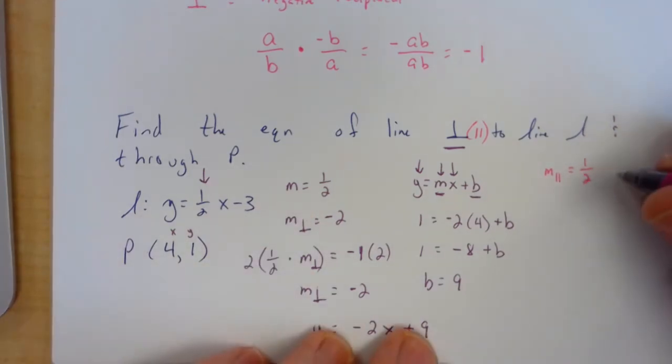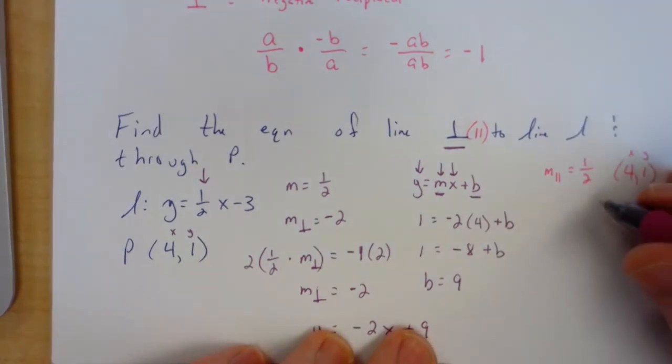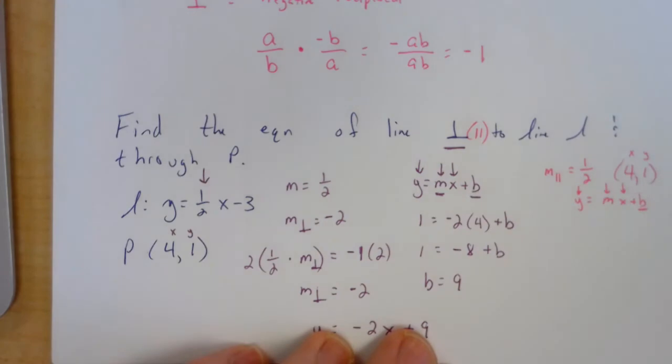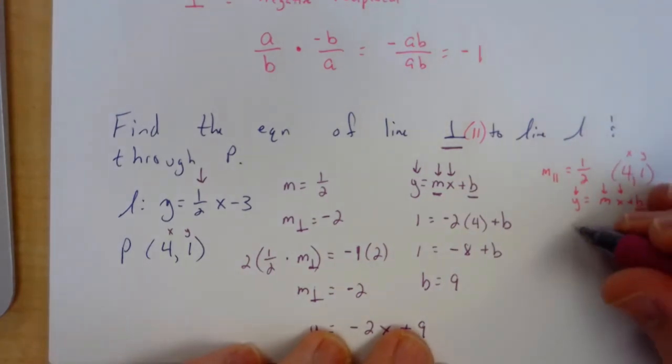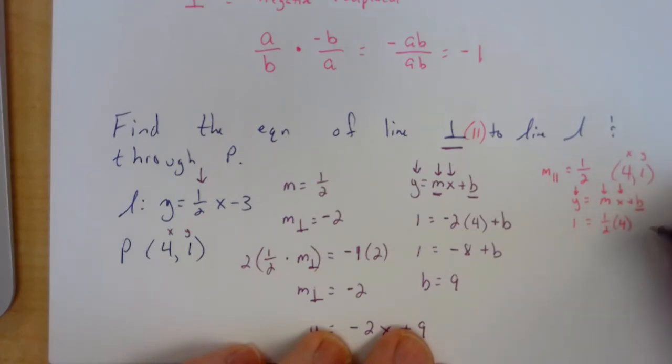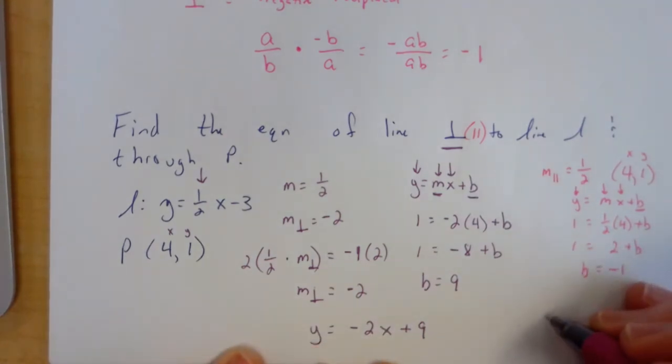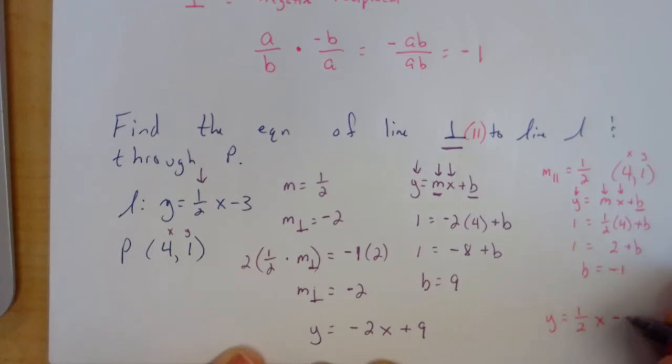And then we still have the same ordered pair, (4, 1), where this is x and this is y. So I'm going to do the same thing: y = mx + b. I'm going to plug in for y, m, and x so I can solve for b. So we can see here y will be 1, m will be 1/2, x will be 4, and b is what I'm solving for. Half of 4 is 2, so 1 equals 2 plus b. b had better equal -1. So this equation will be y = 1/2x - 1.